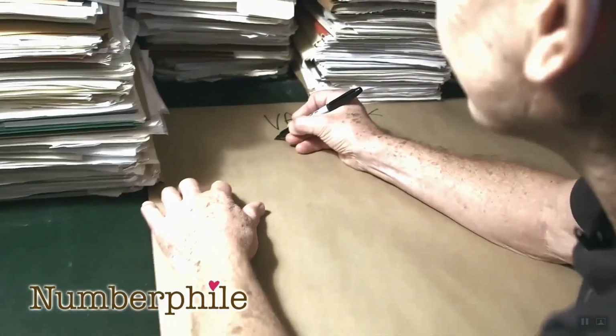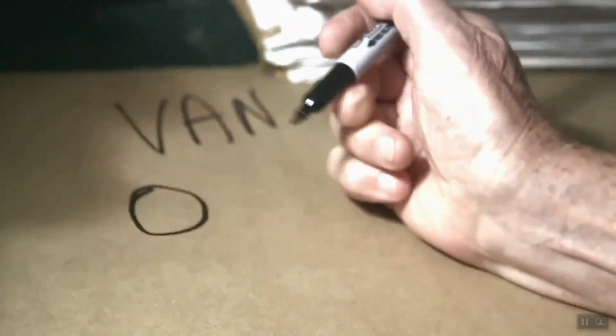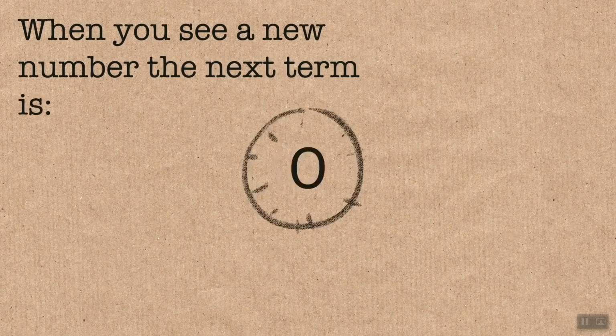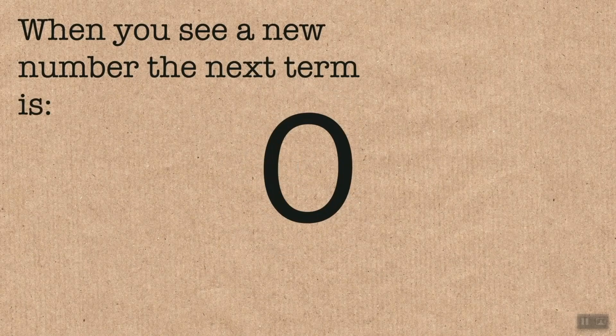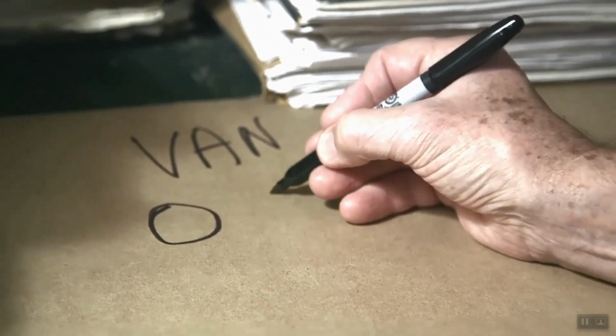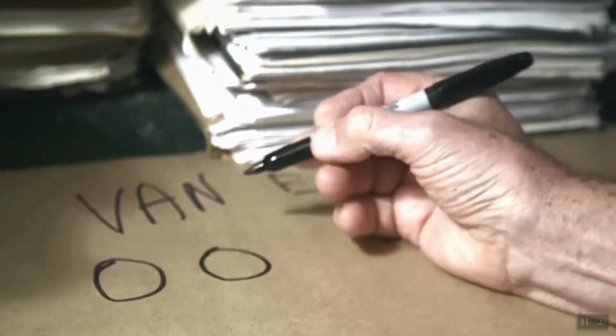Let me show you how it begins. Please. All right, the first term is 0. When you see a new number, the next term is 0. So we saw a 0, but it was the first one, so the next term is 0. We have seen a 0 before. We saw it 1 minute ago.